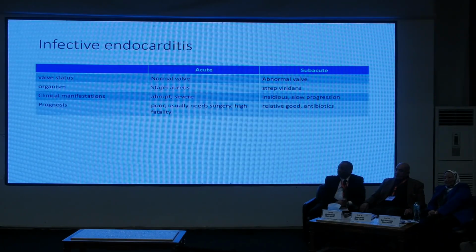Clinically, we divide infective endocarditis into acute and subacute. The acute form, from its name, is more virulent, with a more abrupt and severe clinical picture. It can occur in a normal valve and has poor prognosis, while the subacute has a more insidious onset and gradual progression. It usually occurs on abnormal valves and has good response to antibiotics.